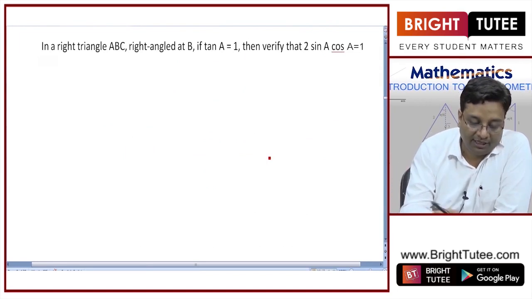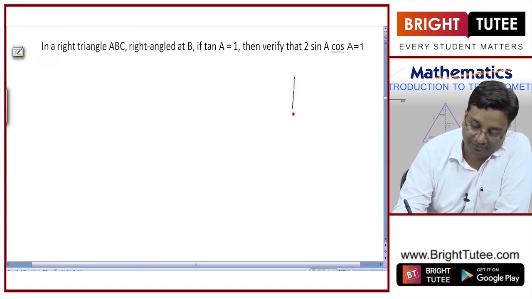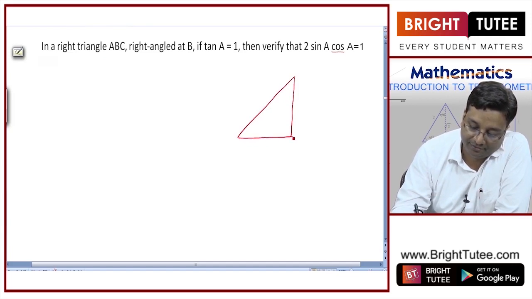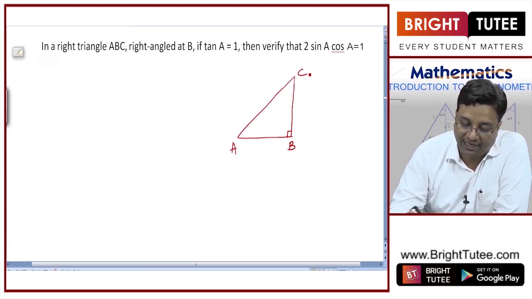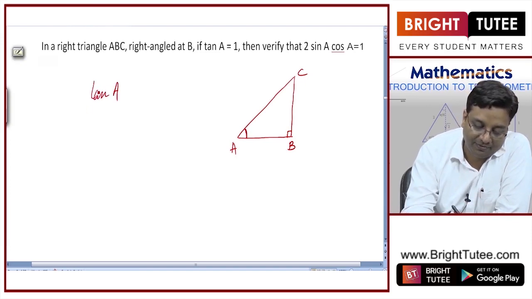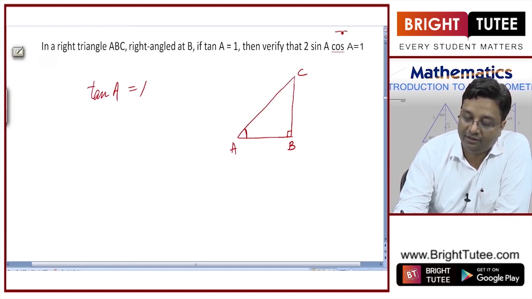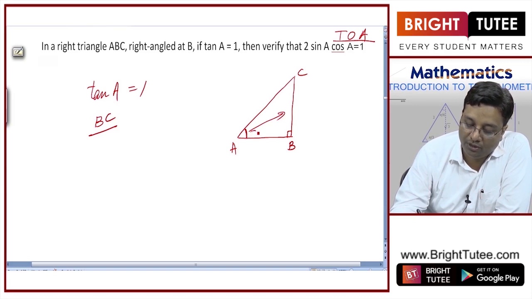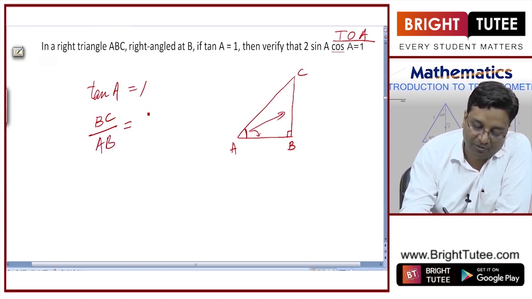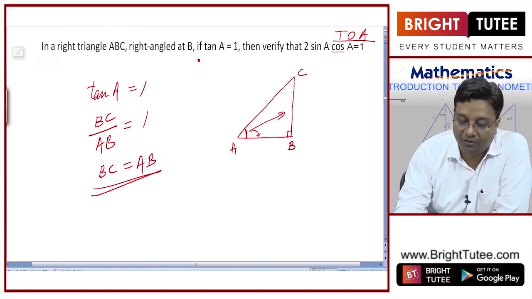Okay, let's do one more question here. In a right angle triangle ABC, right angled at B, so this has to be named as B. Let's name this as A and this is C. Tan A, we are talking about this angle here. Tan A is given as 1. What is tan? You need to memorize this, TOA, opposite by adjacent. So what is side opposite to A? It is BC. What is side adjacent to A? It is AB. So BC upon AB is equal to 1. Hence we can say BC is equal to AB. So we have got one result from here.